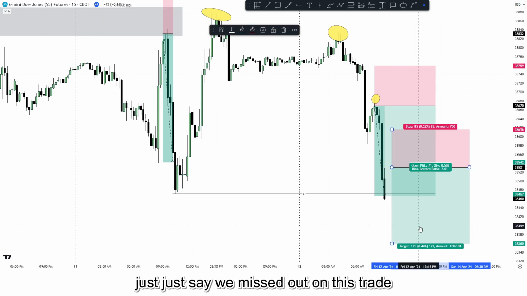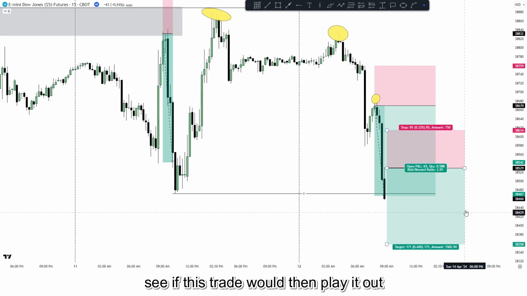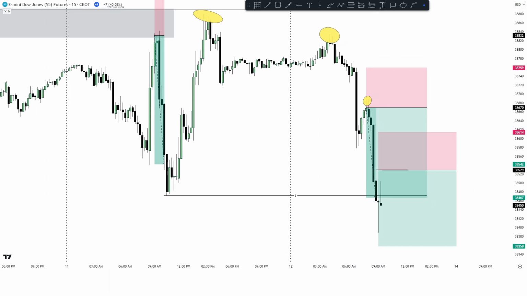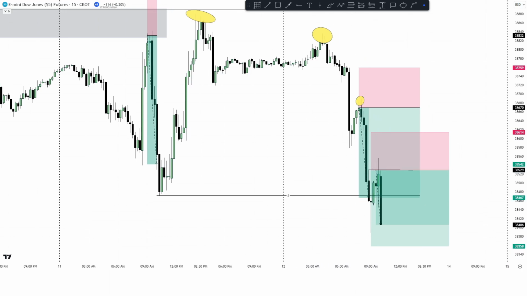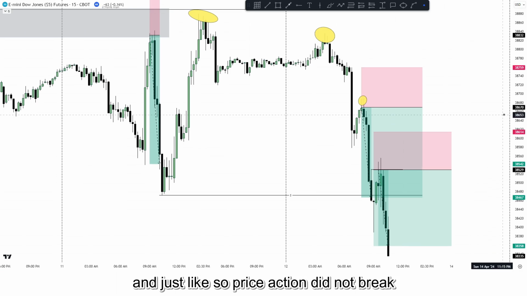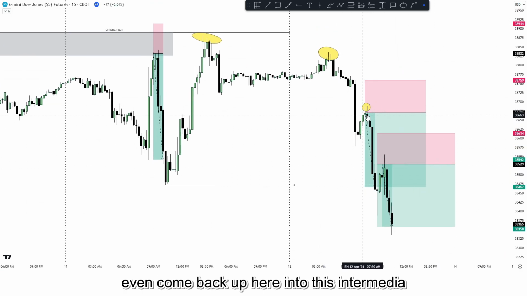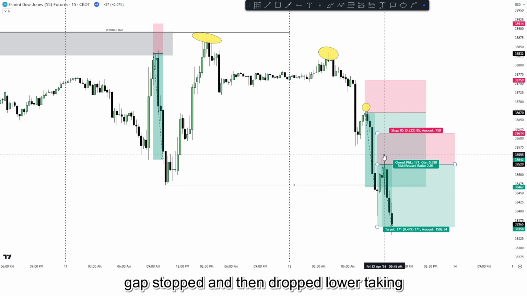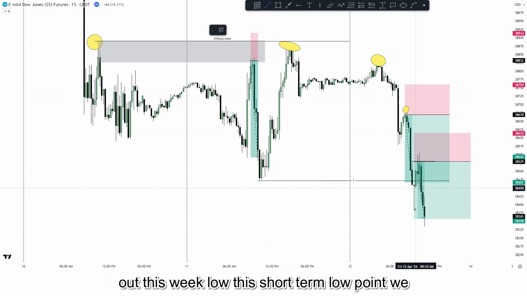Just say we missed out on this trade and we had an opportunity right here. Let's see if this trade would then play out with this intermediate term high above us. We come back up into that bearish fair value gap, and just like so, price action did not break above this bearish fair value gap. It did not even come back up here into this intermediate term high. It came back up into a fair value gap, stopped, and then dropped lower, taking out this weak low, this short-term low point.